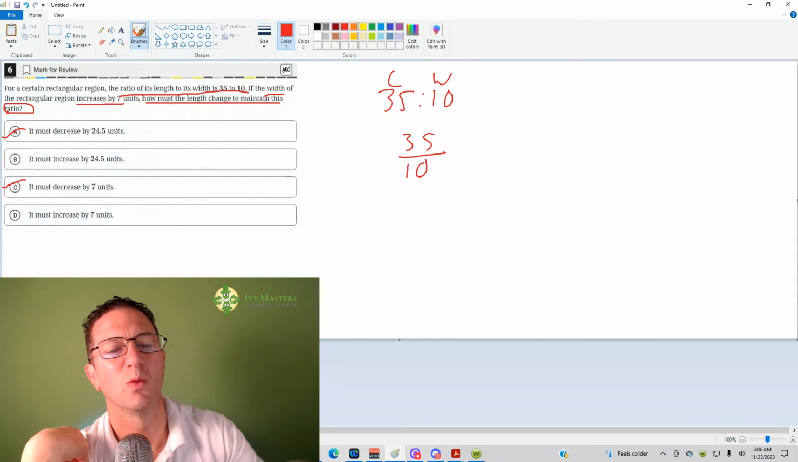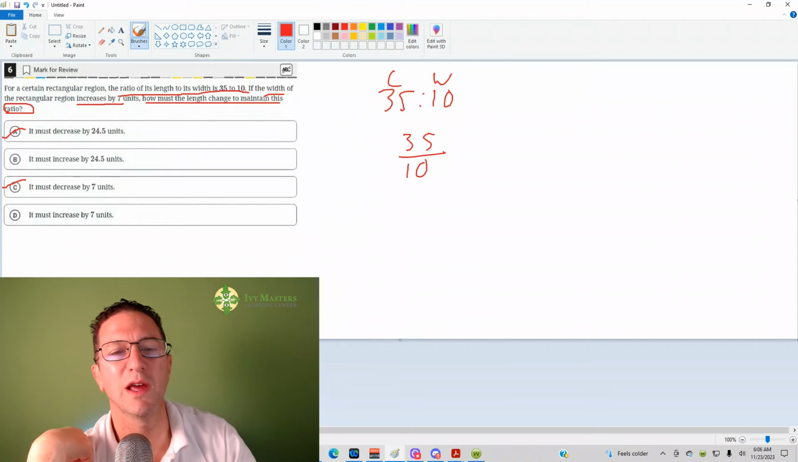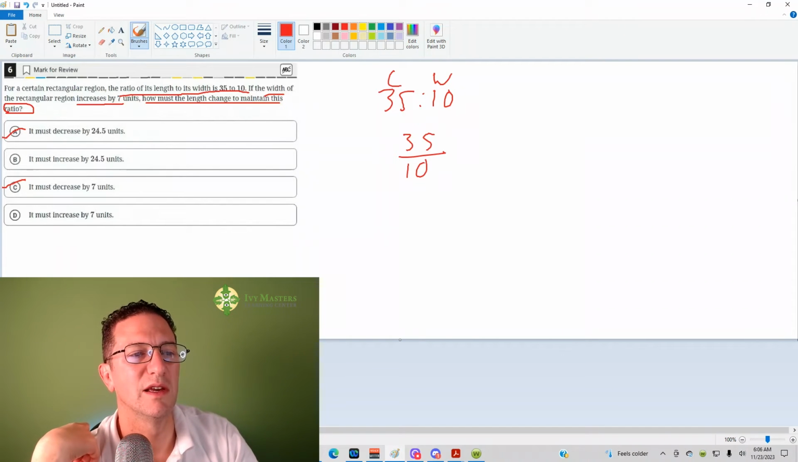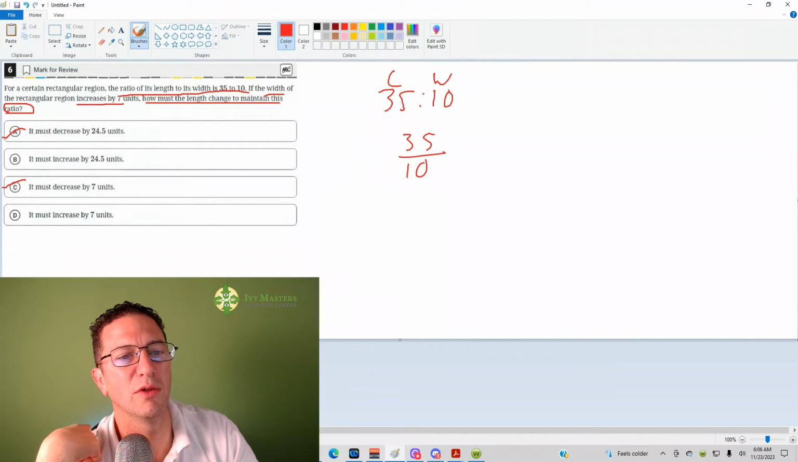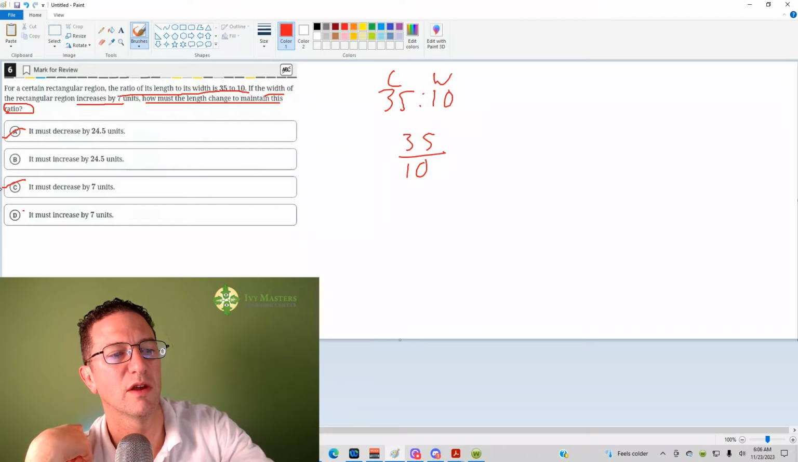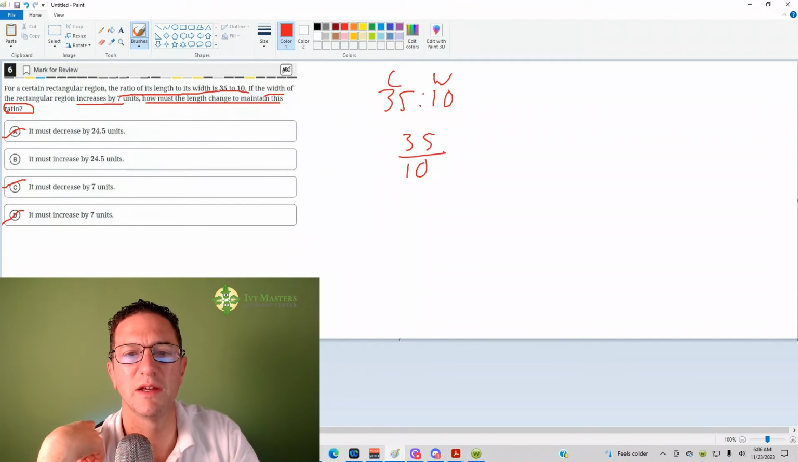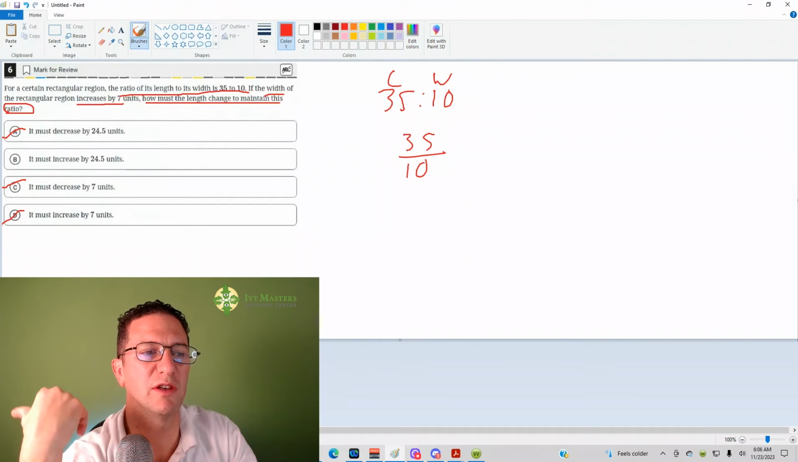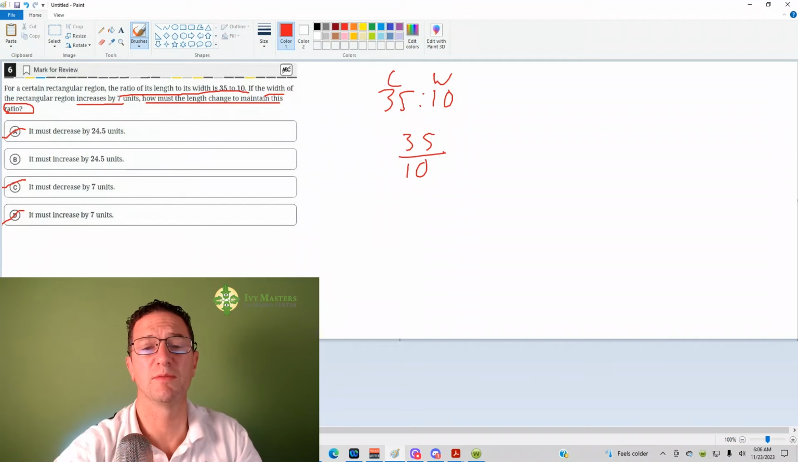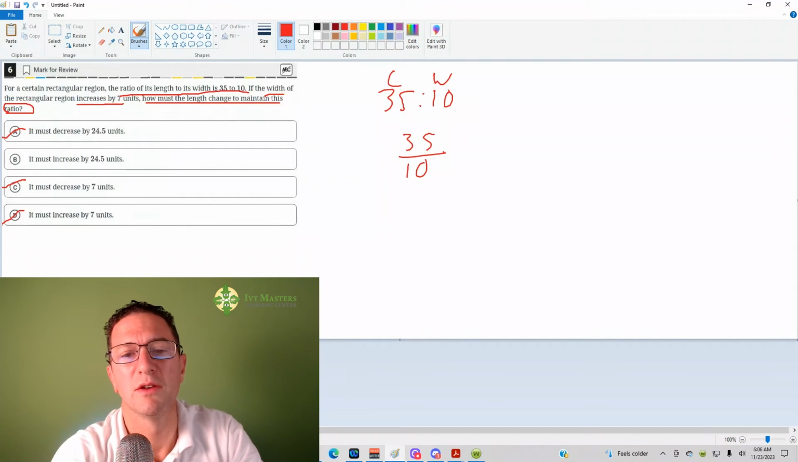And then what's the decoy answer here? Well, you got to keep in mind that this is SAT. So the student who doesn't know how to do this, if the width increases by 7 units, they're going to be like, oh, the length has to increase by 7 units. But ratios are not based on addition and subtraction. They're based on multiplication and division. So I'm going to put my money on answer choice B without doing any math at all, just using some logic.